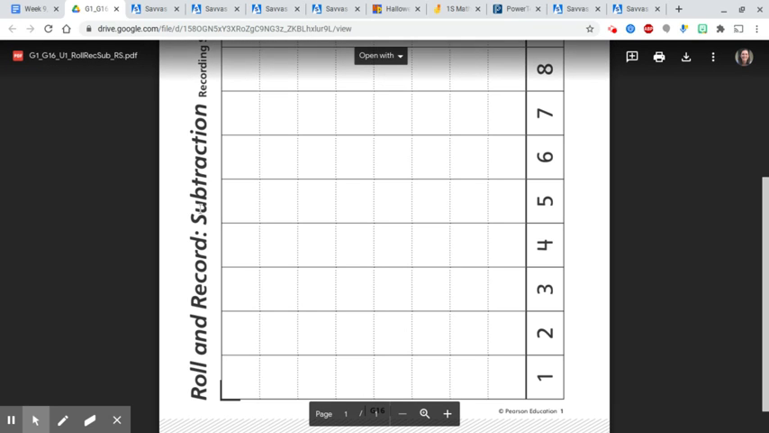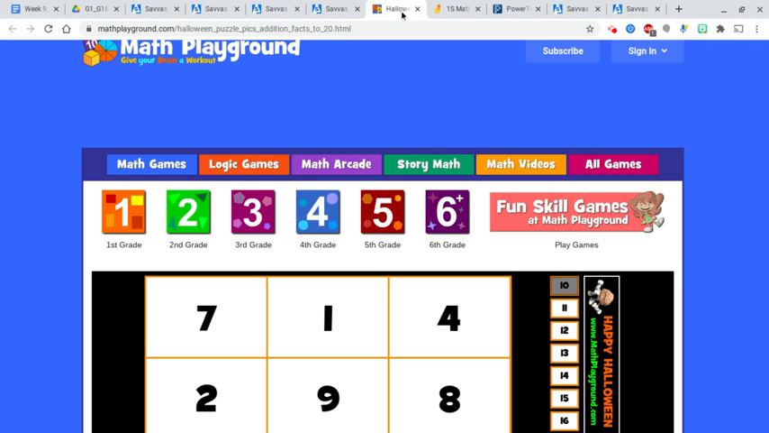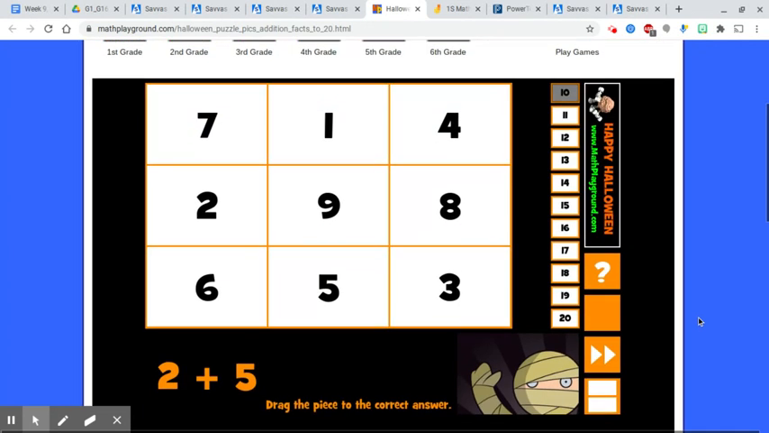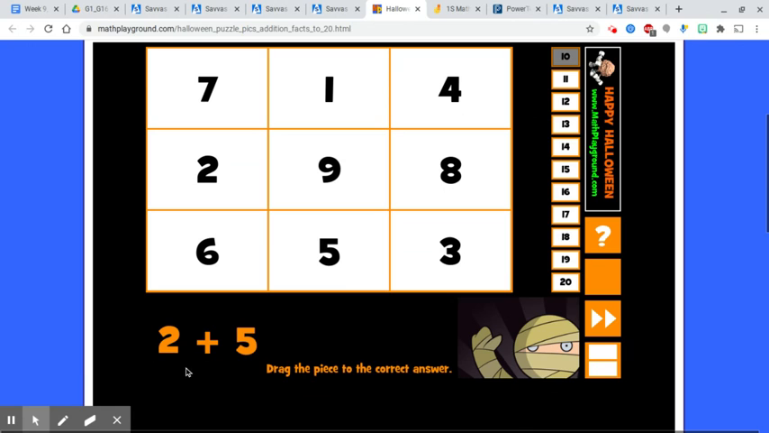There's one more game that you can play. Well, you can play this one a bunch of times and fill up your recording sheet, but you can also play this Halloween game. And this game has a math problem at the bottom. So it says 2 plus 5. Take a minute, see if you can figure that out on your board or with your cubes. All right, and you're right, it's 7.